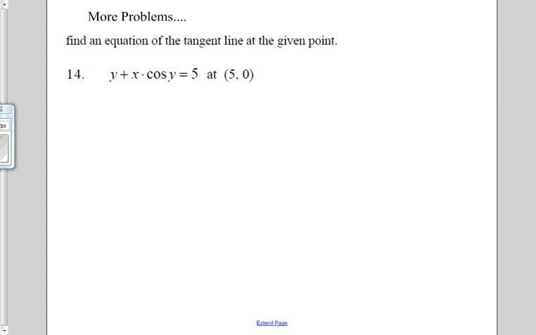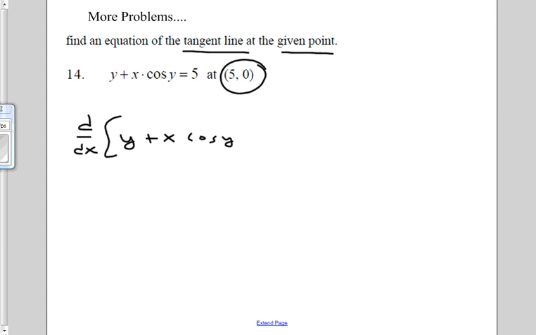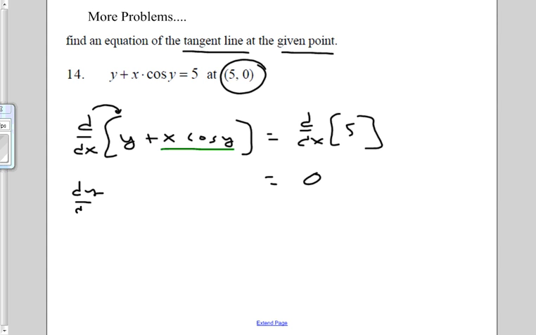All right, back to more textbook problems, a little bit quicker. It says find an equation of the tangent line at the given point. So we know what to do. We take the derivative. And we're going to have to use both the chain rule and the product rule here. The right-hand side we know is 0. Derivative of a constant is 0. And on the left-hand side, the derivative of y becomes dy dx.